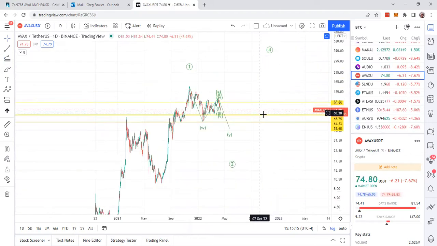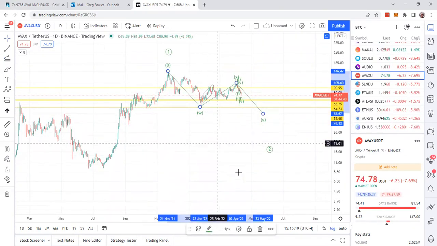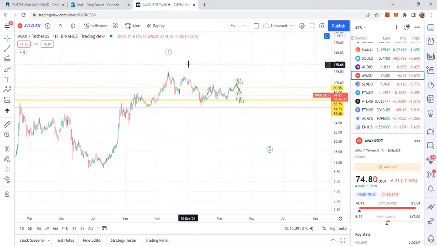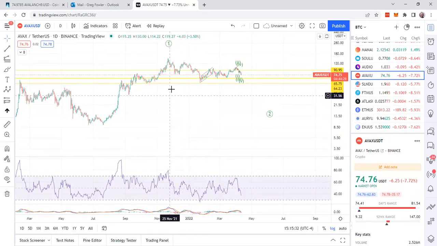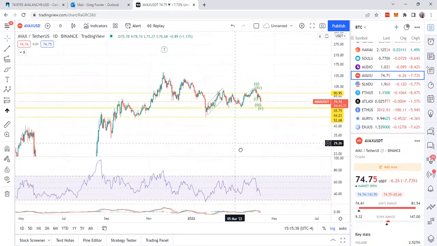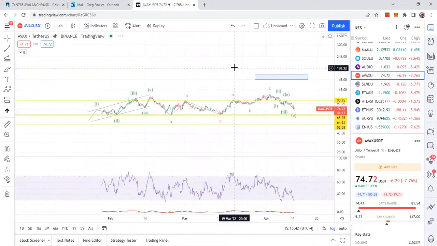So now it did a, let me take that off. It did an ABC here, or no, an A of an impulse. Yeah, you can see right there. Well, maybe down the 4-hour.